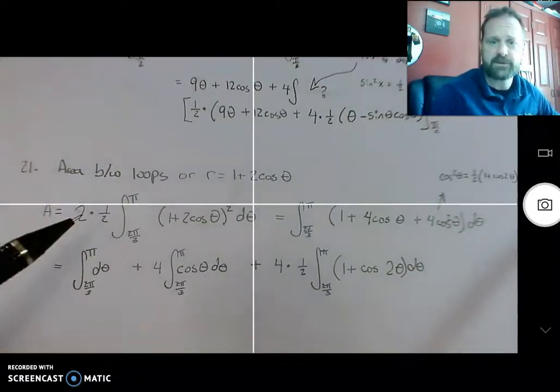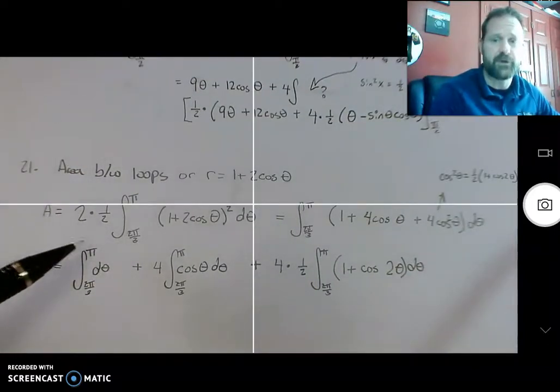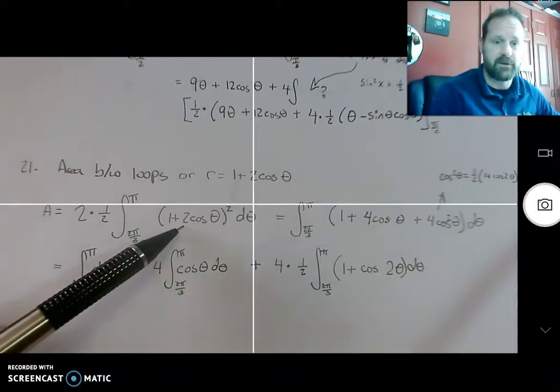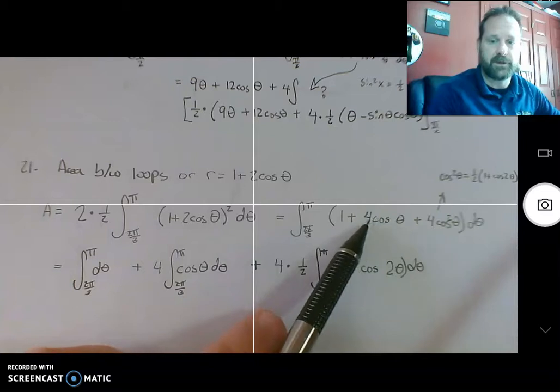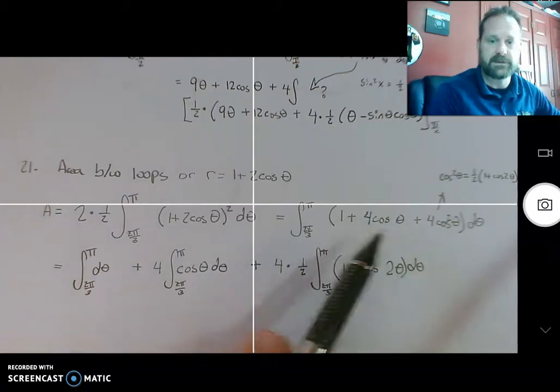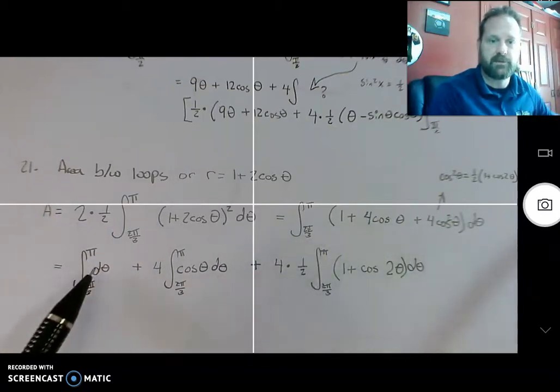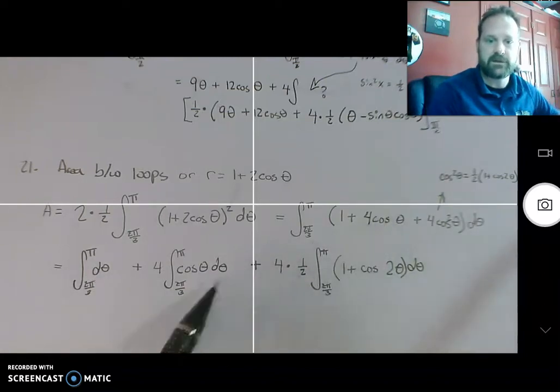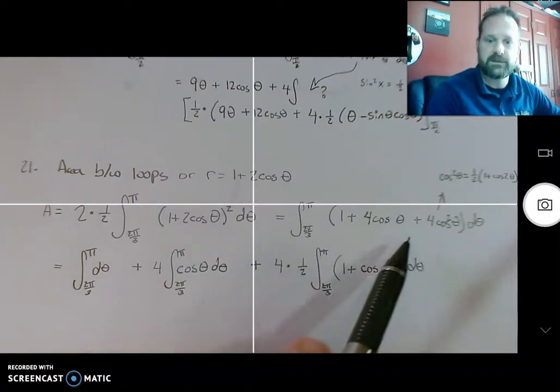Okay, similar to the last problem, but right now this is just the inner loop, and I'm just going to find the area of the inner loop. Alright, that's my equation. Carried out that multiplication, then I've got this plus this plus this. I'm going to distribute d theta to all of them. This one's no problem, that one's going to be a pretty easy one. This one again is going to be a toughie.